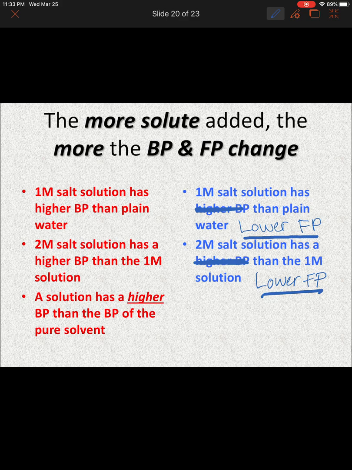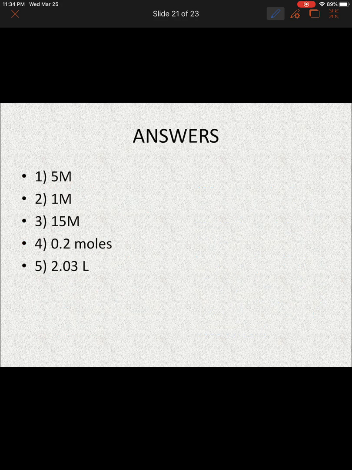I apologize for that. In simple terms, the more solute you add to the liquid, the higher up the boiling point goes and the lower down the freezing point goes. Okay? So a solution has a lower freezing point than the freezing point of the pure solvent. That's actually correct. I don't know what happened with the other two.